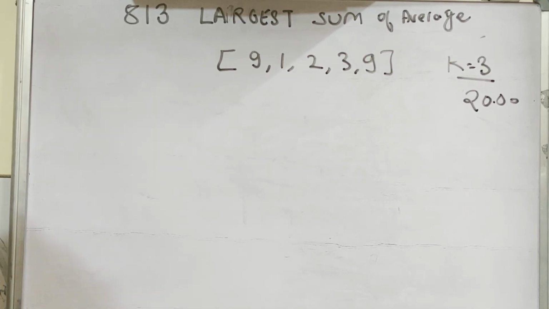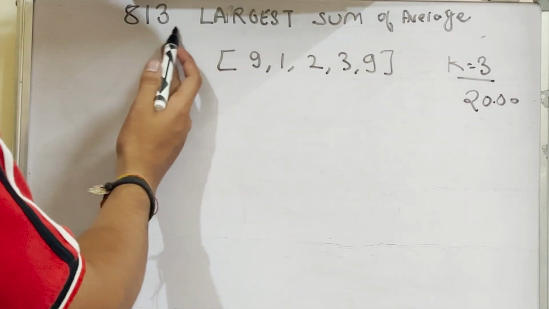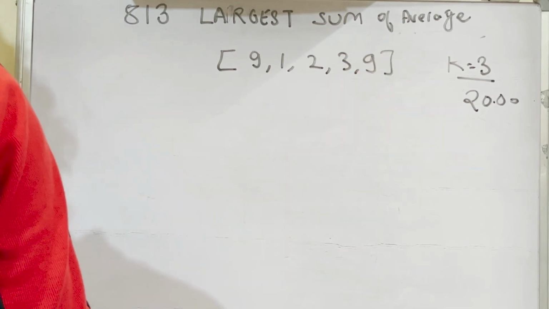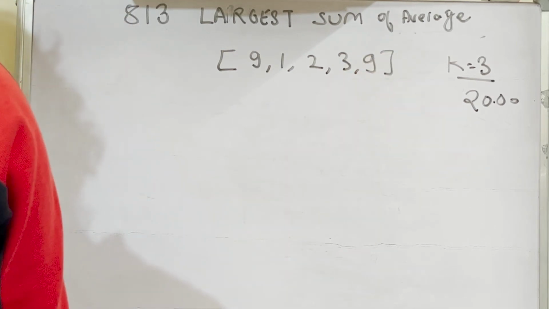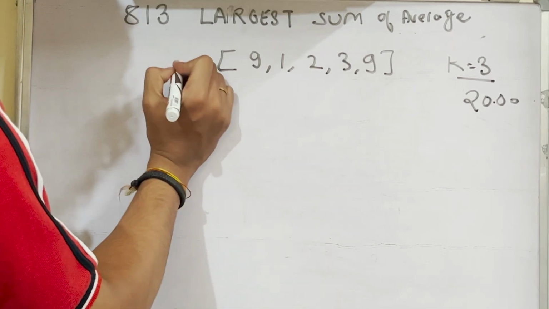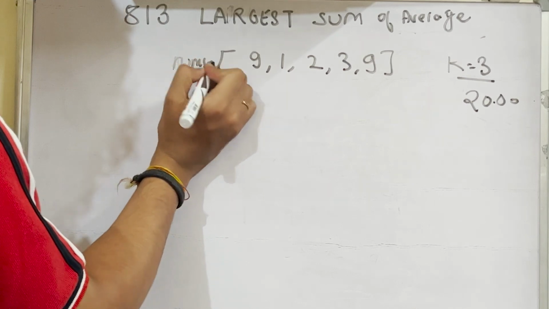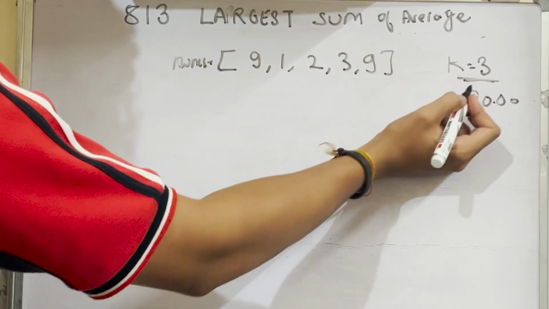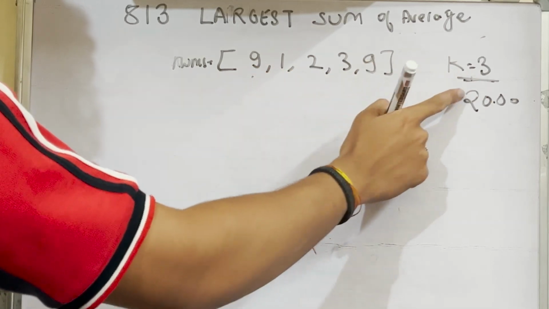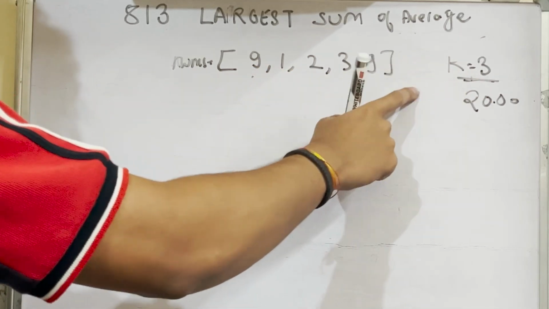So hey guys, we are going to discuss question 813, which is largest sum of averages. This question is quite tricky, but let me explain what this question is trying to say. Basically we are given an array nums and an integer k. What we can do is divide array nums into at most k sub-arrays, or k parts.